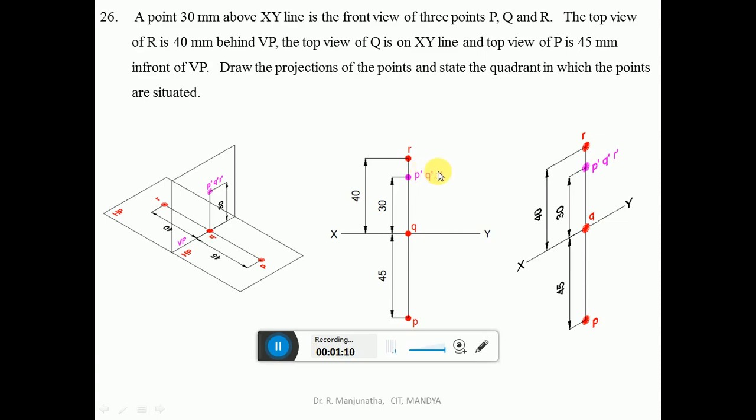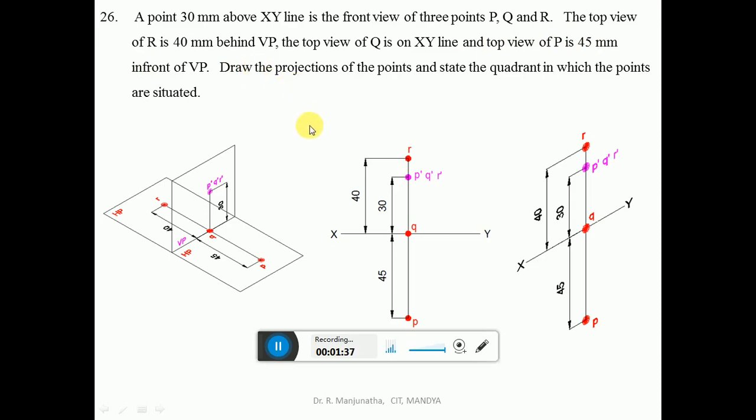The top view of R is 40 mm behind VP. Since it is behind VP, the behind VP will always come above XY line. So from here you measure 40 mm behind VP, above XY line, and you mark that point which is small r. The top view of Q is on XY line, so you mark the small q on XY line.